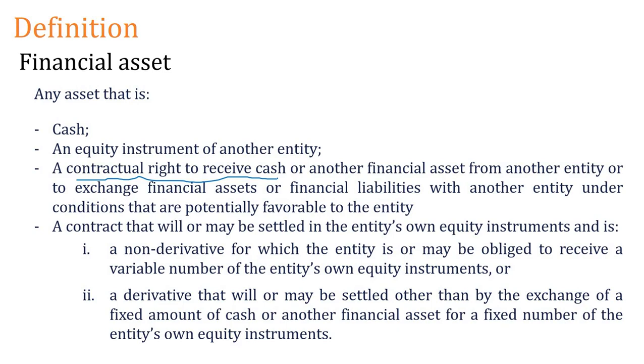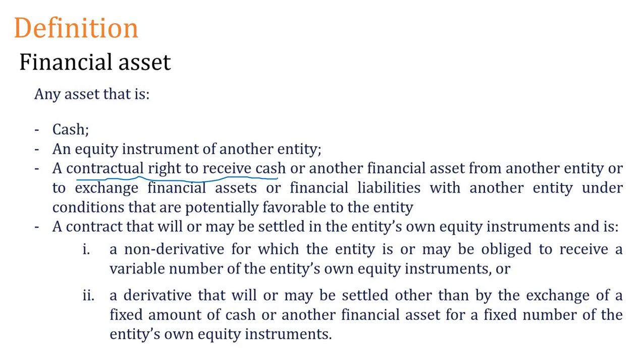Now, in a nutshell, what do you want to keep in mind? We discussed what a financial instrument is. A financial instrument gives rise to a financial asset to one party and a financial liability or equity instrument to the other party. There are three types of financial instrument we identify. First one is financial asset. Second one is financial liabilities. Third one is equity instrument. Now we discussed the financial asset, so we know the definition. Cash is a financial asset, or the equity instrument of another entity is a financial asset, or if we have a contractual right to receive cash or another financial instrument, that is also considered a financial asset. That part is clear, right?